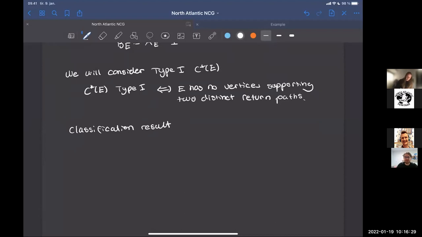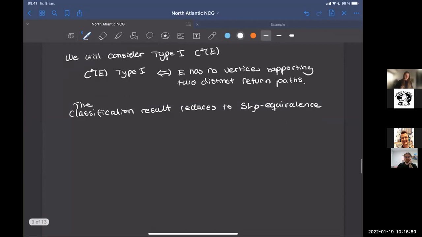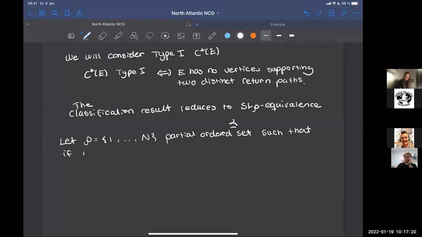Okay, so now the classification result reduces to what is called SLP equivalence, which is nicer to work with than this reduced filtered K-theory. So let me explain what we mean by this SLP equivalence. Now let P be a set containing some numbers from one to N, and this should be a partially ordered set such that if I is less than or equal to J in this partial ordering, then I is less than or equal to J in the usual ordering on natural numbers.